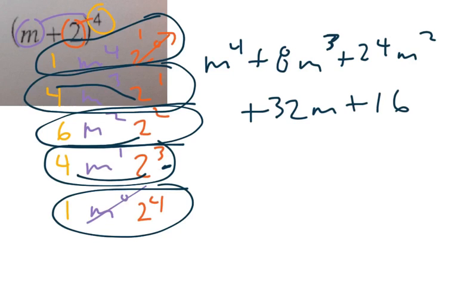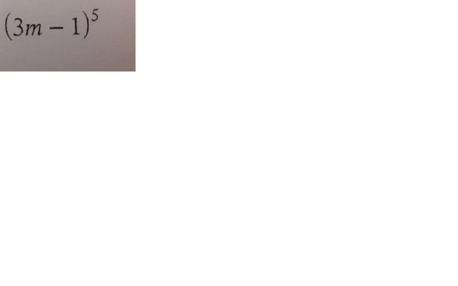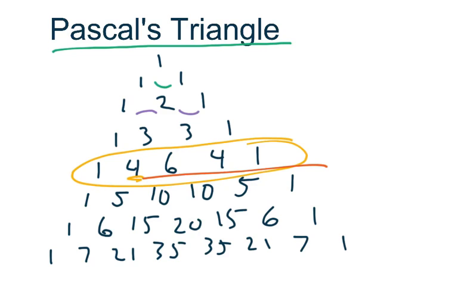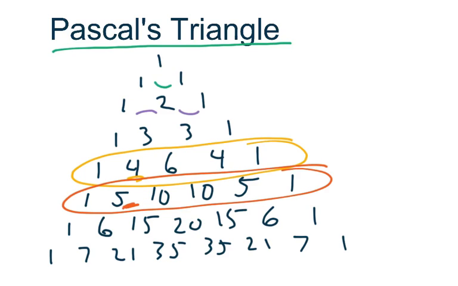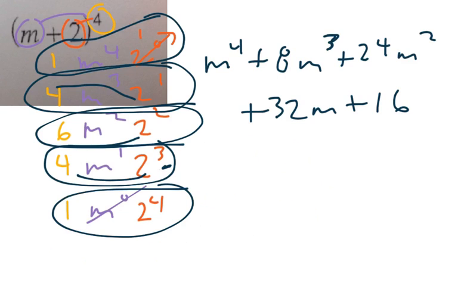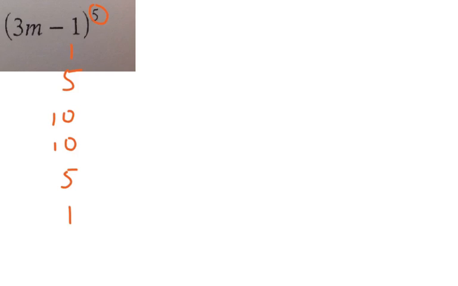Okay, let's do one more. This time, notice, it is a 5 power. Well, what does Pascal's triangle say about the 5 power? It says it goes 1, 5, 10, 10, 5, 1. Let me just double check that. Perfect. So here's the pattern again. Now this one's going to be a little trickier, guys, because of the negative, and there's a 3 in here.